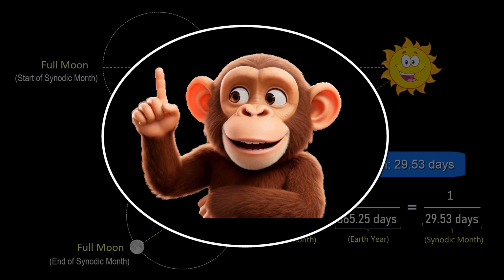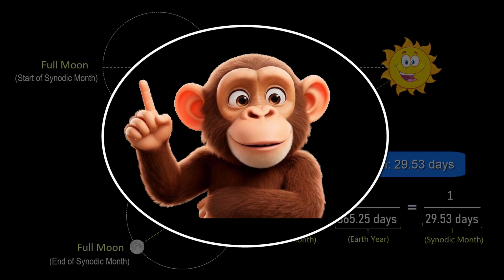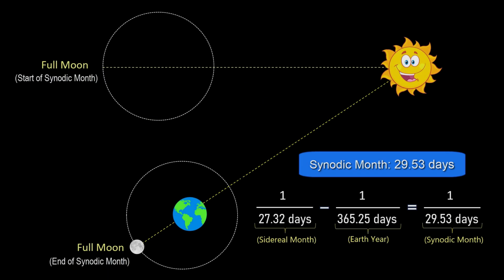Why is the Synodic Month longer than the Sidereal Month? When the moon completes one orbit around the Earth in a sidereal cycle, the Earth has already moved forward in its orbit around the Sun. As a result, the moon needs about 2.2 additional days to realign with the Sun and show the same phase again.